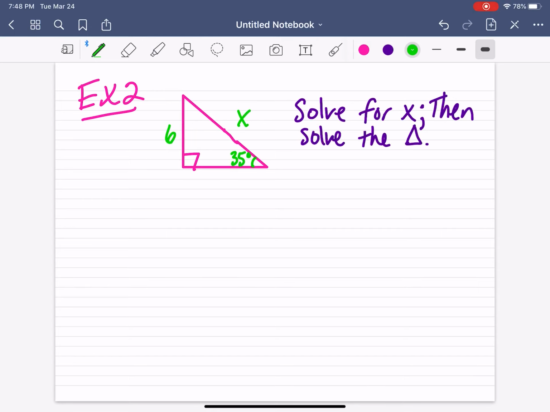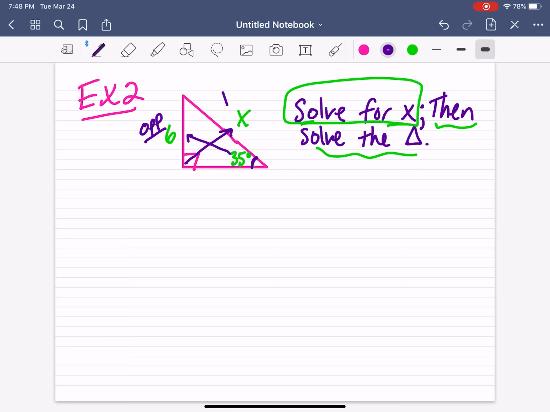Okay, so for example 2, let's solve for the x value and then we will solve the triangle. So let's focus on this part first. Let's solve for the value of x. So given the triangle, let's label the given. So again, the measurement of this angle is 35. Let's label our two given sides. The side right across from the angle is always the opposite, and the side right across the 90-degree angle is the hypotenuse. So we were given opposite and hypotenuse.